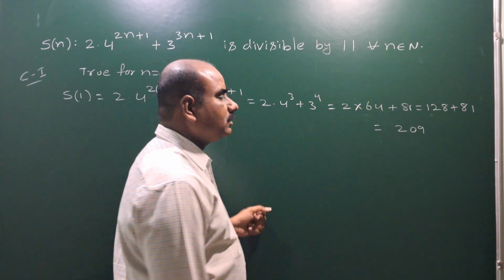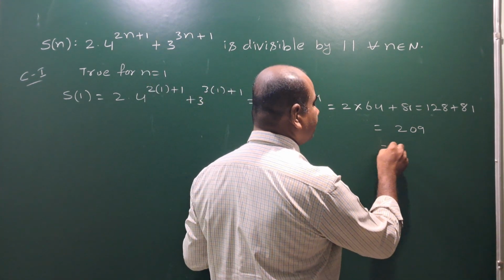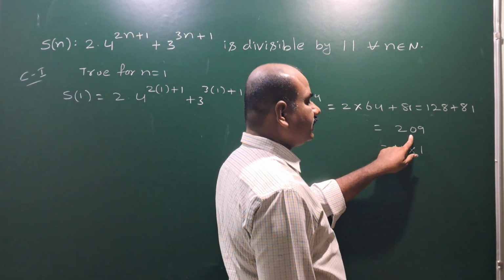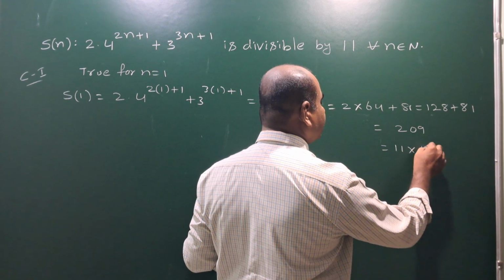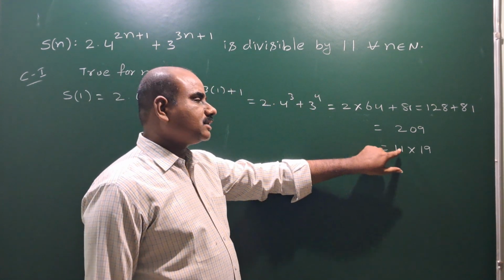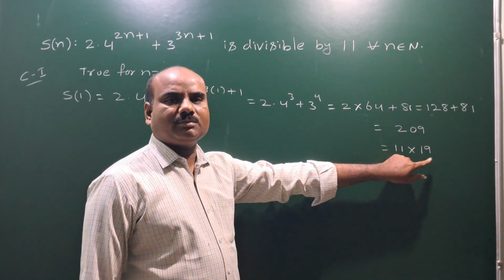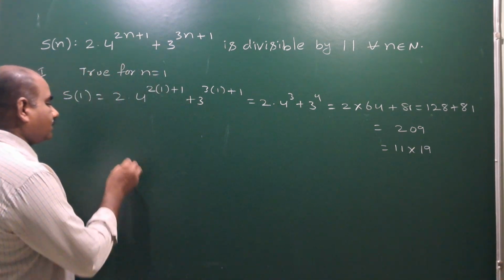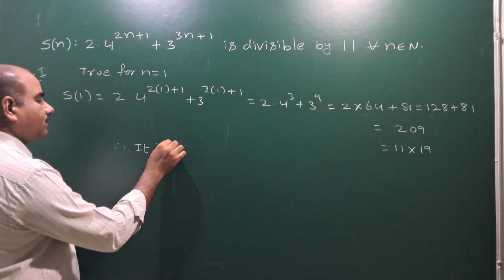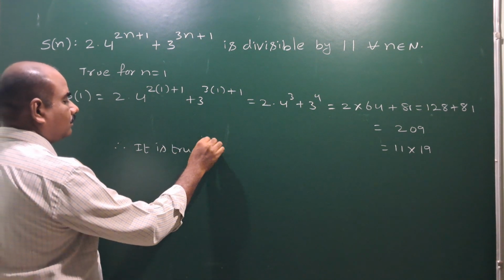We have to show that this is divisible by 11. So how many times is it divisible by 11? Take 11 × 1 = 11, carry 9, 99, so 11 × 9 = 99. So 209 is divisible by 11, 19 times. So case 1 is true; therefore it is true for n = 1.